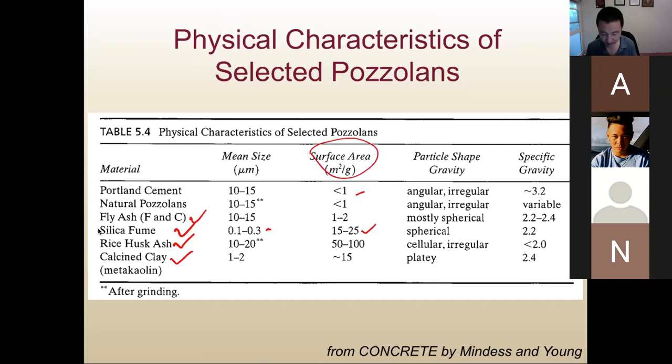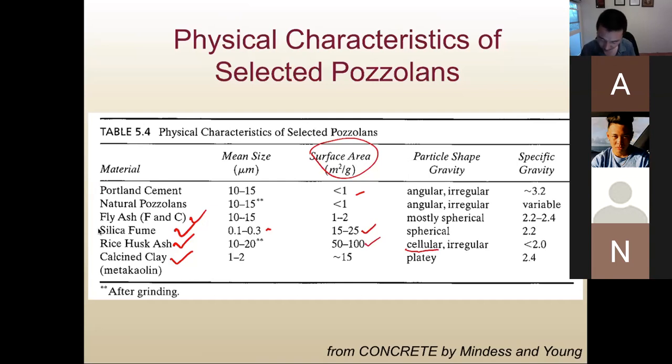So that means the reaction speed of silica fume is also very high. The higher the surface area, we have more contact or more hydration between water and these materials, so we have faster hydration. For rice husk ash, because it is a cellular shape, so we have a hollow shape for rice husk ash, the surface area is even higher.